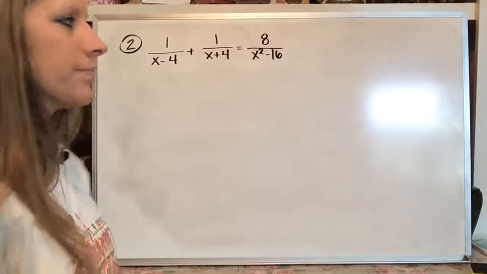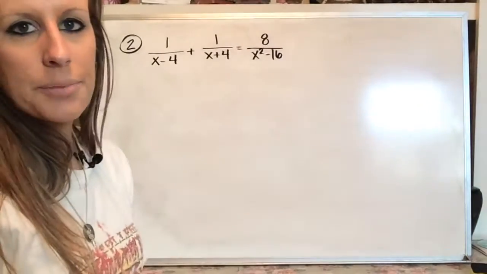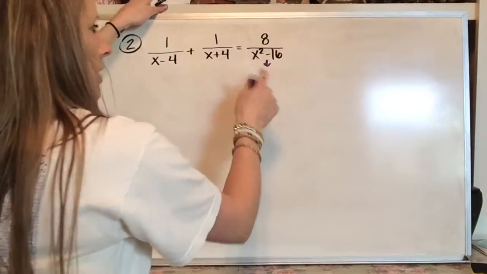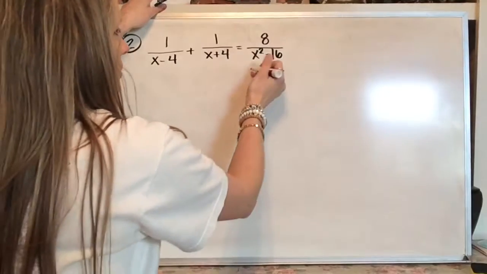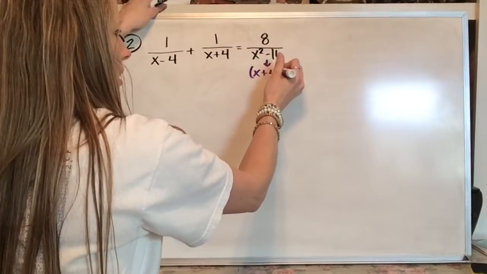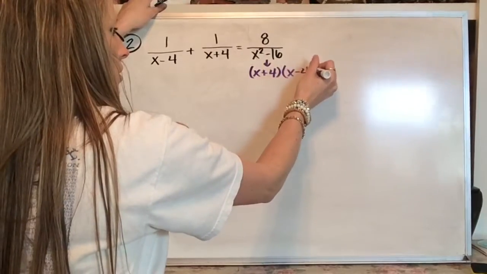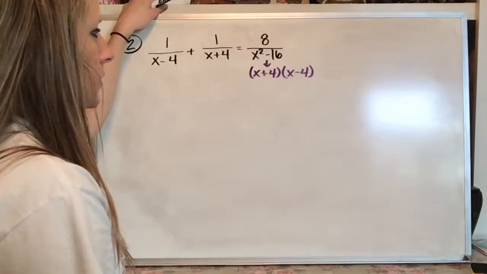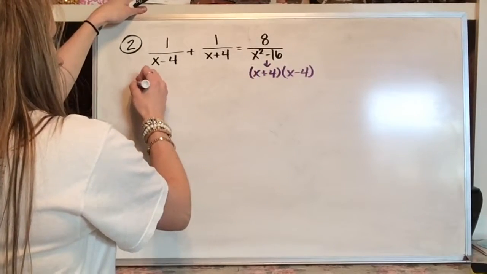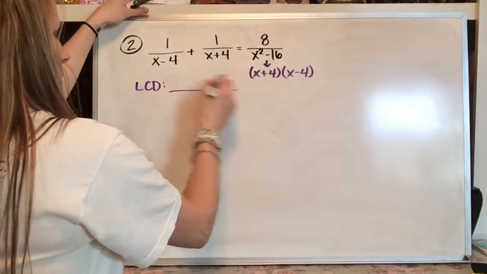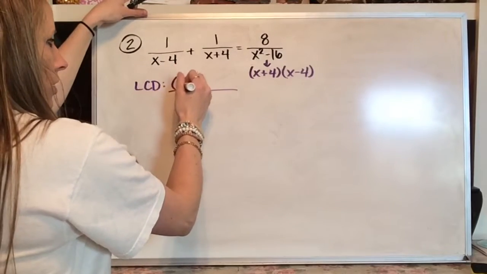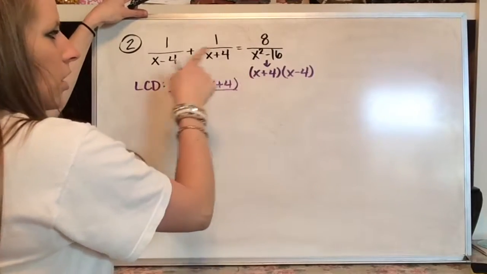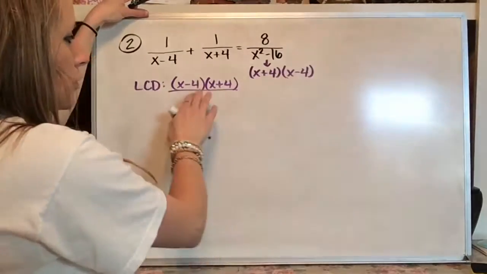All right, number 2. We need to make sure all of our denominators are simplified. So let's look at that last one. We can break that down. This is a difference of 2 perfect squares. So it would be x plus 4 and x minus 4. They're different signs because we need them to cancel out in the middle there. All right, so our least common denominator: we need to have an x minus 4 and we need an x plus 4. That way all 3 denominators will go into this.